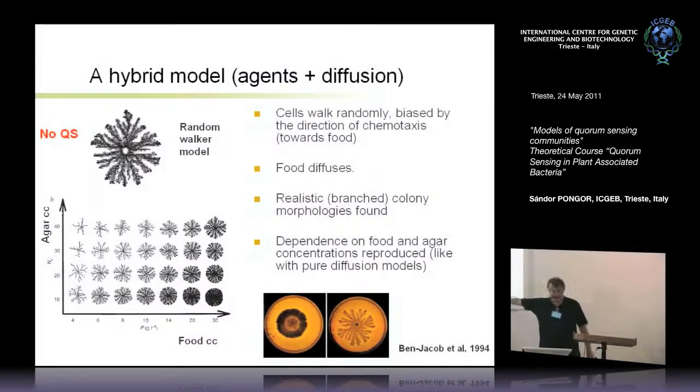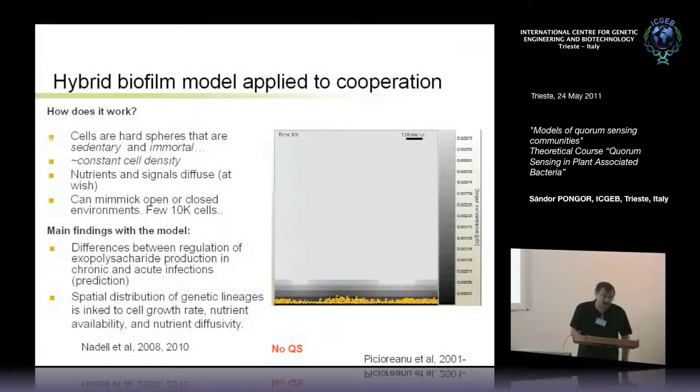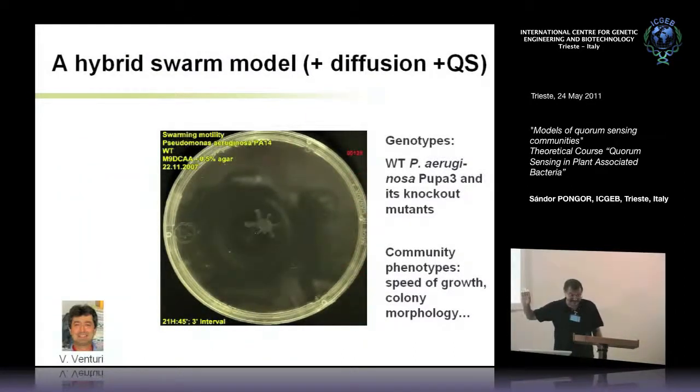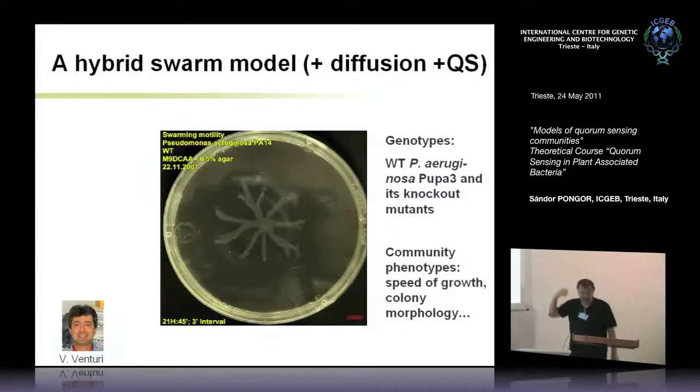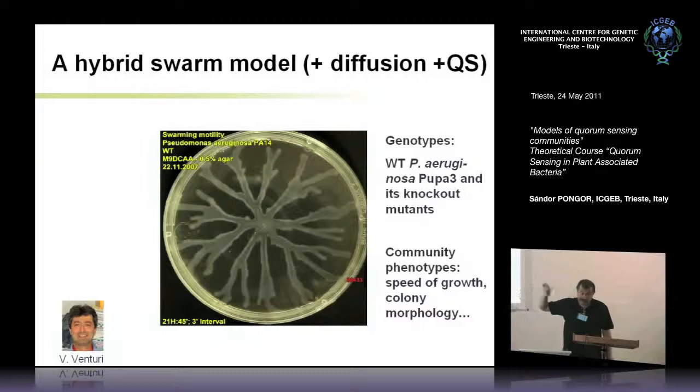This is a branched pattern, but not like the ones we see with swarming bacterial cells. Why this is, we don't know, because these patterns are far too complicated. But we have genotypes, we have these bacteria mutants that Vittorio's group produced, and then we have the community phenotype. But from the phenotype we did not want to study the colony shape. What we wanted to study was the speed of growth and the growth of the populations. Why? Because we want to study fitness and viability.